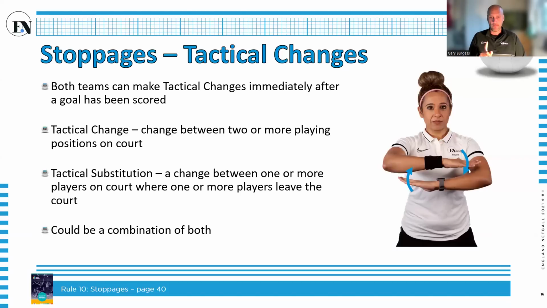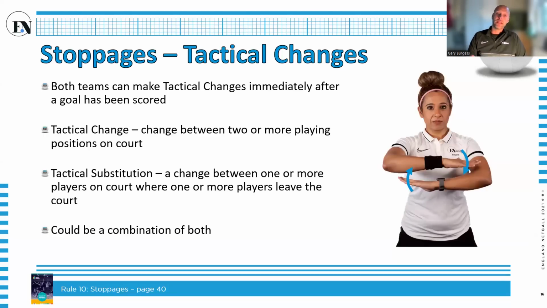Okay. Now, both teams can make tactical changes, but they can only occur after a goal's been scored. Okay, so they can only occur after a goal's been scored. Now, there are two types of tactical change. Okay, now a tactical change is a change between two or more playing positions on court. Now, these are the hard ones because it does feel a bit awkward because it's a bit like the goal shooter and the goal attack will change position and nobody will leave the court.